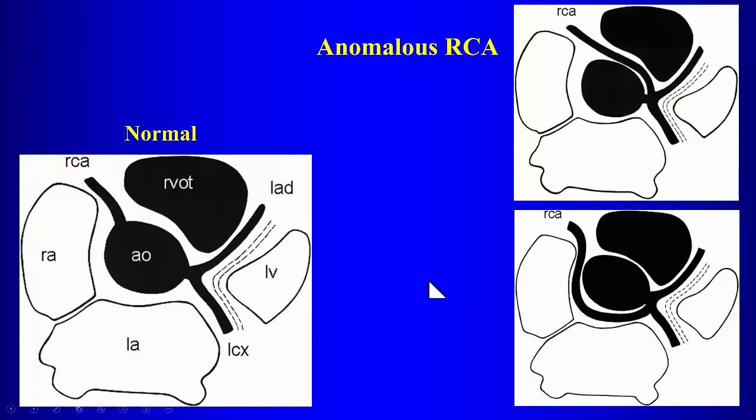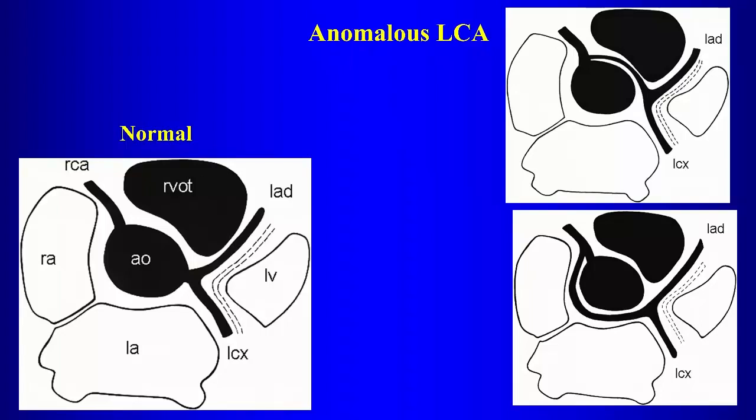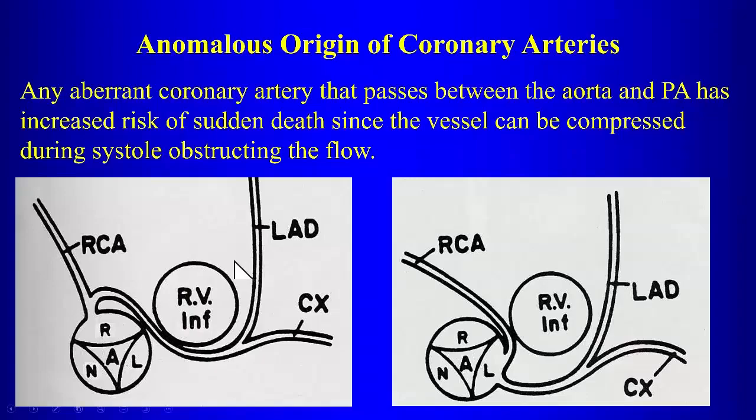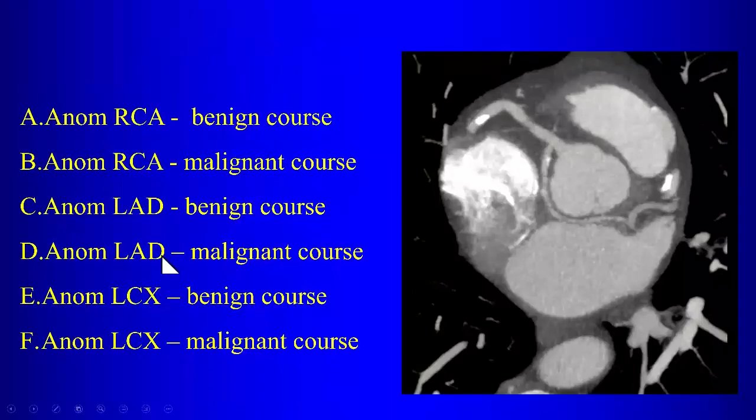So that is a benign course. As long as it doesn't go between the aorta and the pulmonary artery, that is considered a benign course. So whether you have anomalous left coming off from right or anomalous right coming off from the left side, the key is, does it go between the aorta and the pulmonary artery? If it goes between those two vessels, it can get squeezed and that can lead to ischemia, so that is a malignant course, okay?